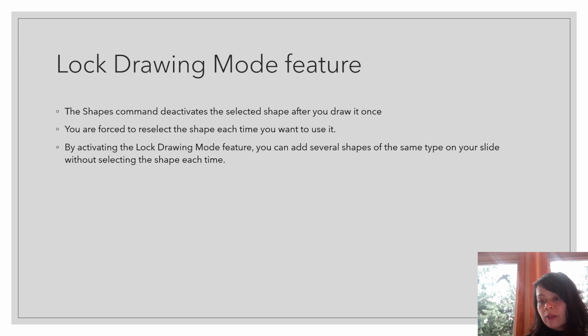For example, if you're drawing 3 different kinds of rectangles, you can click on the rectangle shape, lock drawing mode, and then you can go on and draw your 3 rectangles instead of having to select rectangle again each time after you're done drawing a rectangle. Instead of having to click that 3 times, you could just go on and draw all the rectangles you want until you're done with it.